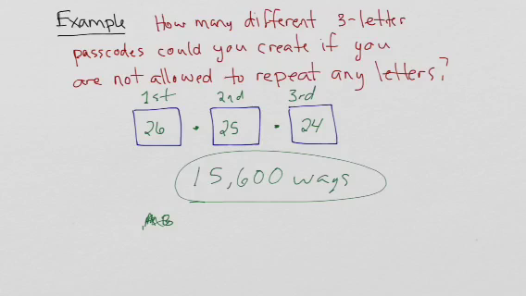Again, story problems always have to have at least one word in your answer, and the word ways is enough. That's what it's asking you: how many different 3-letter passcodes can you create? Well, there are 15,600 different passcodes, or different ways to make a passcode. So just the generic word ways works for most of these.